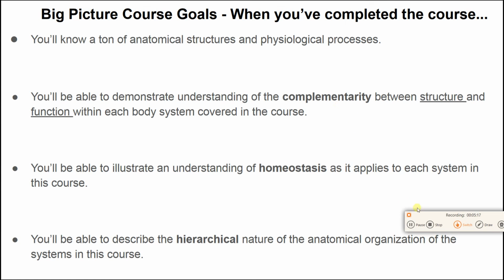You'll also understand this concept called homeostasis, and we'll be learning a lot about that. It's basically how we keep everything stable in our body. Think about things like body temperature, heart rate, levels of gases in your blood. That all comes under the big category of homeostasis. You'll also be able to describe how we're a hierarchical organism. So we're an organism, and we have organs, and we have tissues, and we have cells, and we'll see how those different levels work together.